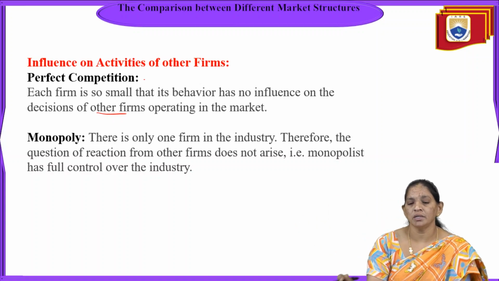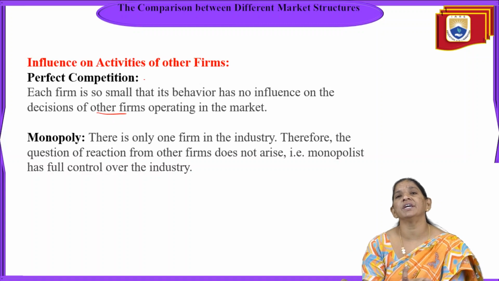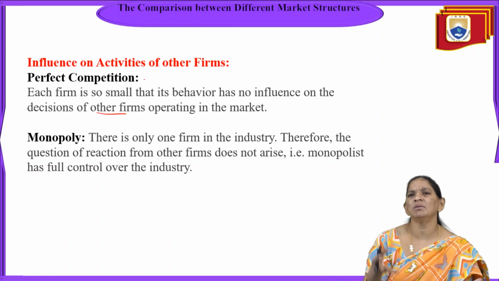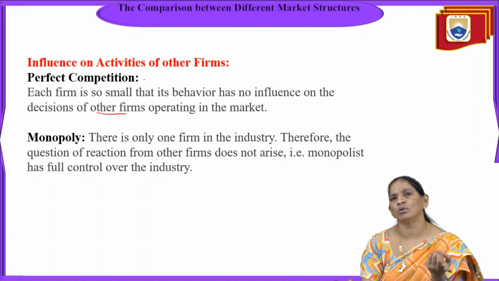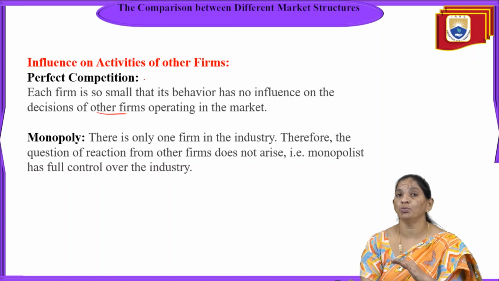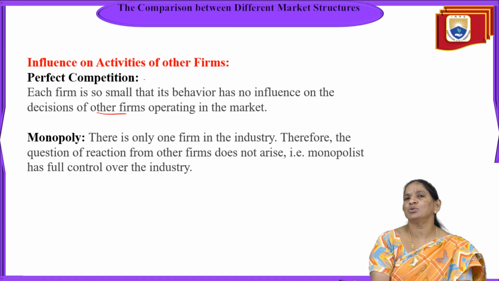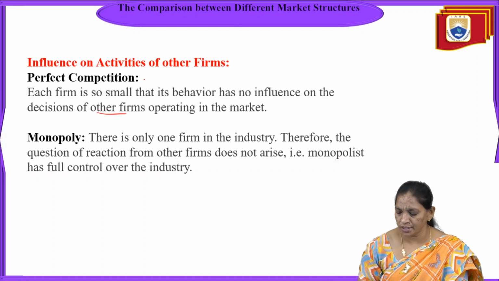But when you come under monopoly, it's only one firm in the market. So there is no question of reaction from others. As we know, I am the only one, so nobody will be there to be influenced by my price. So there will be full control over the price and also the output of the industry. That's why we say that under monopoly, firm and industry are one and the same. So with no other competitors, no influence could be identified.